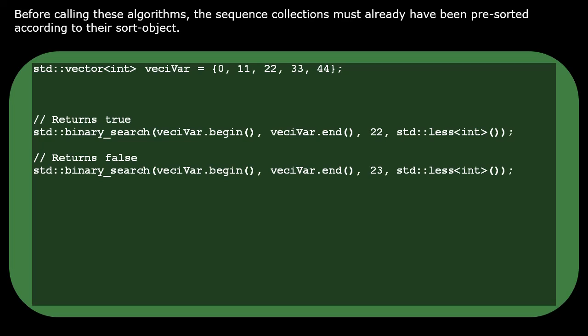Assuming that this collection is already pre-sorted, according to a programmer-specified sort object, this binary search function determines, in logarithmic time, whether or not a given value exists in the collection.